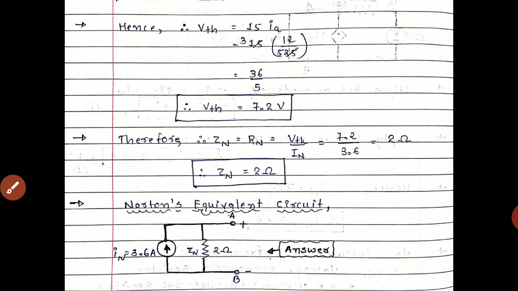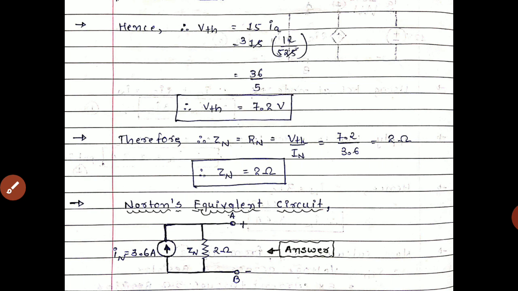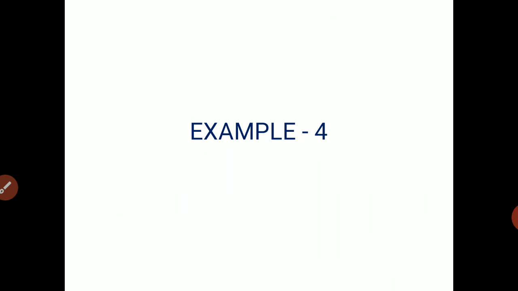Now we can easily develop Norton's equivalent circuit. For that, current IN is put in parallel with ZN with reference to terminals A and B. So this is our final answer, and you can achieve exact 7 marks in your exam. So this is all about Norton's equivalent circuit for this example. Now we discuss another example with another configuration, that is example number 4.